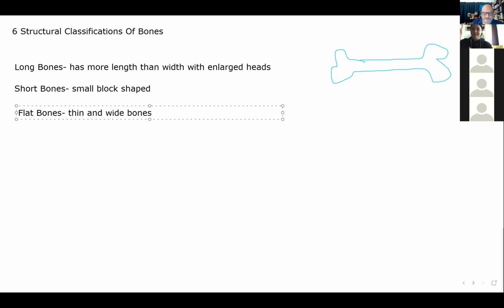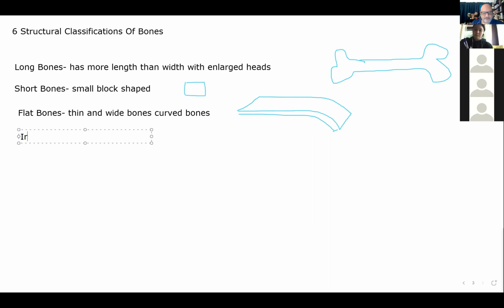Absolutely. So they all have a curve in them. Again, here's our block-shaped short bone. With our flat bones, right, there are these narrow bones with a curve in them. So broad, narrow, with a curve in them. And then you also mentioned irregular bones. So how do we define irregular bones?